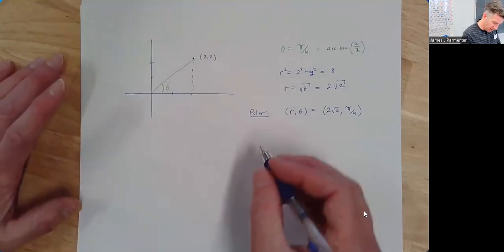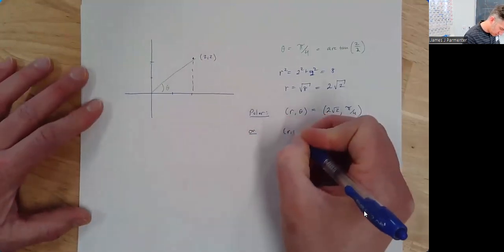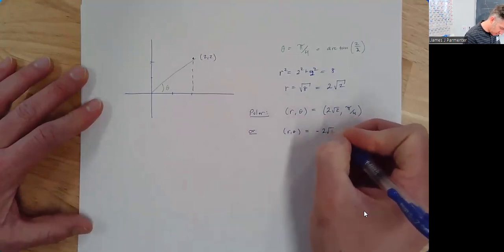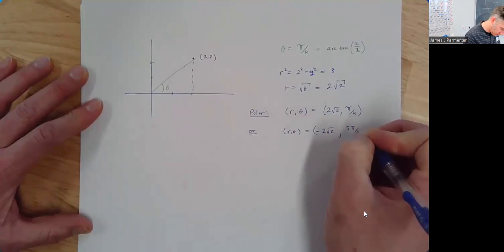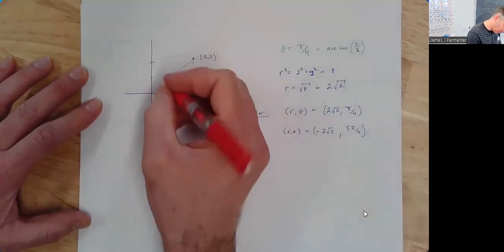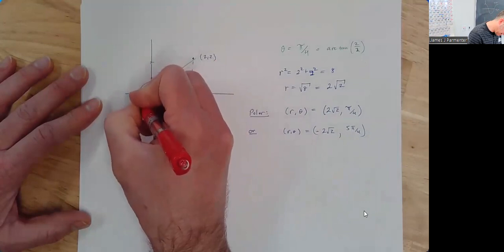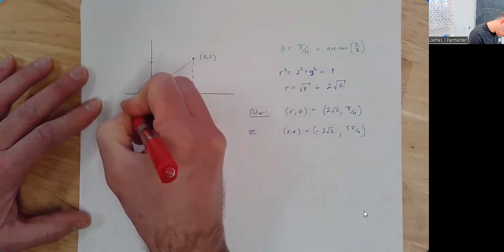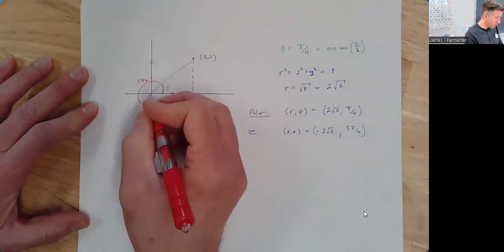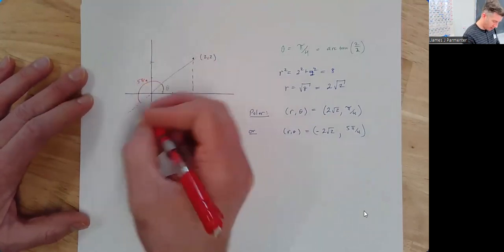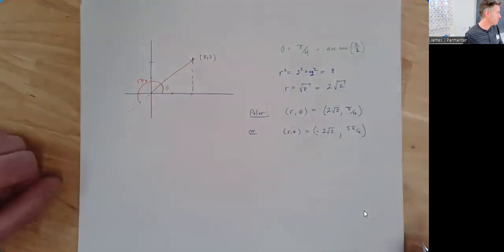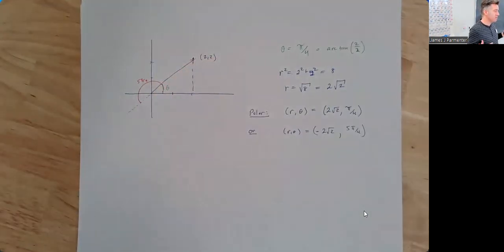But you could also describe it as negative 2 root 2 comma 5 pi over 4. I could go all the way around to an angle of 5 pi over 4, and then instead of going in the positive direction for that angle, turn around and go in the negative direction for that angle. So a negative r value just means you flip the direction you're going. Instead of going in the direction of the angle, you go in the opposite direction of the angle, or you go 180 degrees different, or add pi or subtract pi, whatever you want to say.